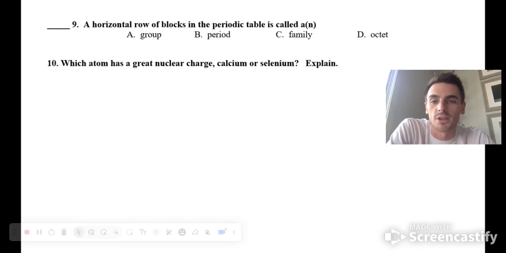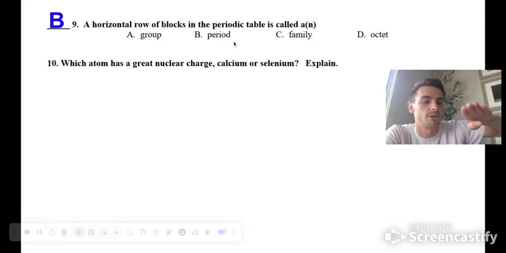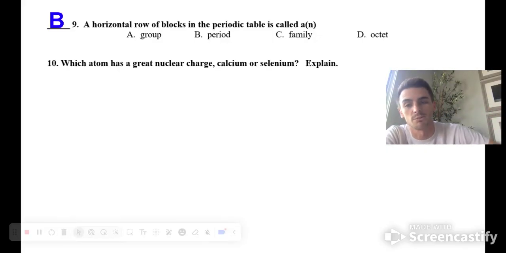Number 9, a horizontal row of blocks. Remember, these are columns, but we'll say groups and families. These are rows, and what we'll talk about later is that those are periods, where they repeat themselves with those patterns.